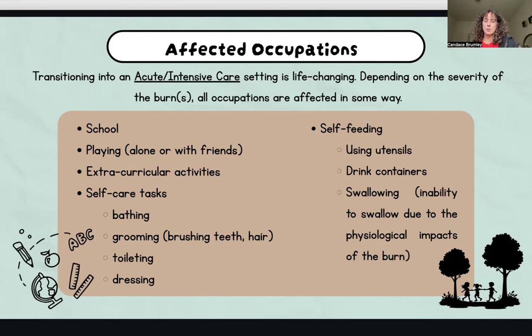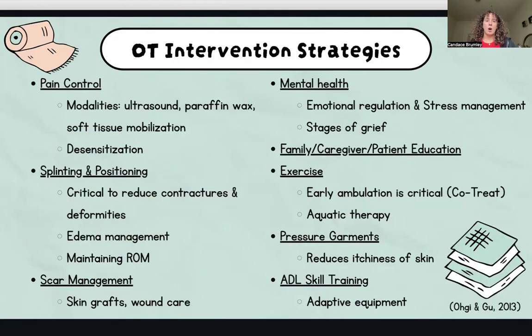There's several different components that go into play here, but essentially all of their occupations are going to be impacted in some way, especially if they are admitted into an intensive care unit and or acute care setting where their entire life has completely changed. These are some of the intervention strategies that we are able to implement as occupational therapists.